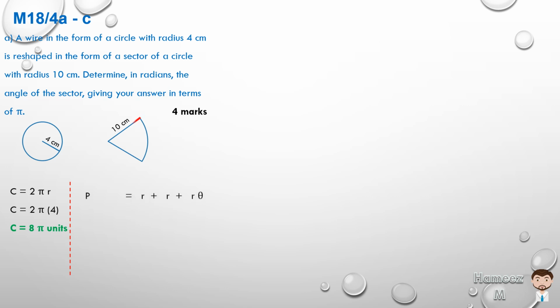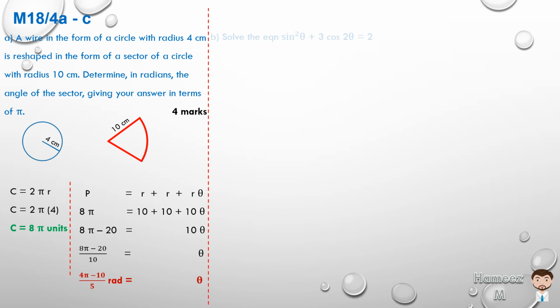So the perimeter of the sector is equal to r, the radius, plus r, plus r theta. And if we substitute, it's going to give us 8 pi, because that's the circumference, is equal to, what's the radius? 10 plus 10 plus 10 theta. So we can find for theta. So 8 pi minus 20 is equal to 10 theta. As such, theta is equal to 8 pi minus 20 all over 10. Or we can divide by 2 throughout. So it's going to give us 4 pi minus 10 all over 5 radians.